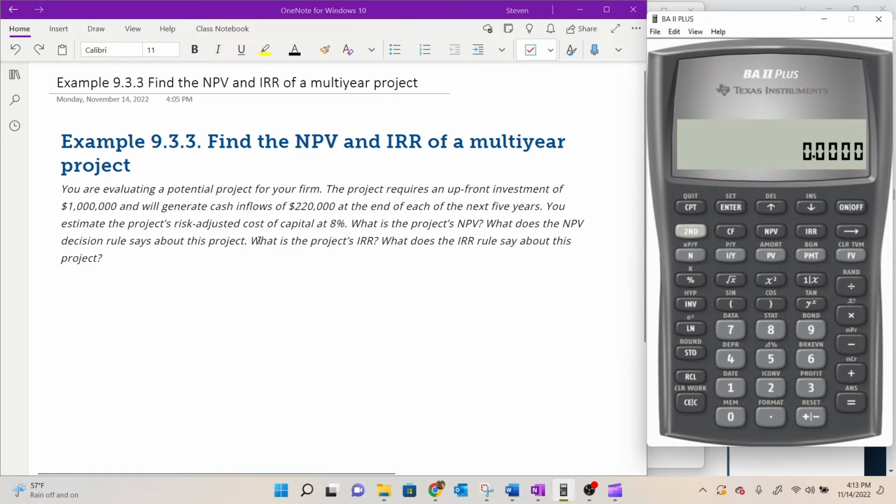There should be a question mark there. And what is the project's IRR? And what does the IRR rule say about this project?